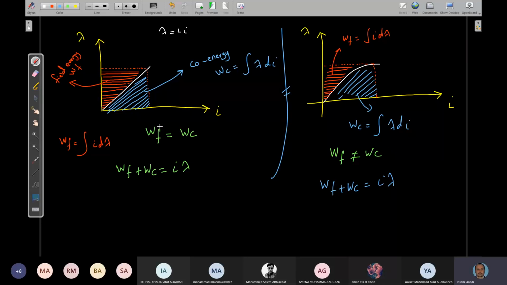So this means that the linear magnetic circuit has an advantage. If I found the field energy, I found the Coenergy without any calculation. Without any calculation, if I found the field energy, I will find the Coenergy. But this is not applicable for the nonlinear magnetic circuit. So this is the nonlinear magnetic circuit.